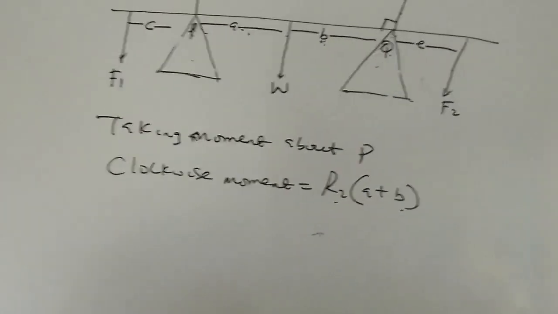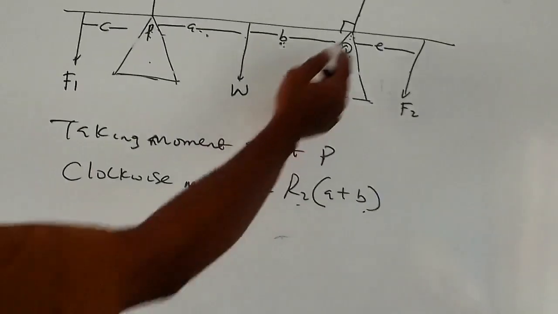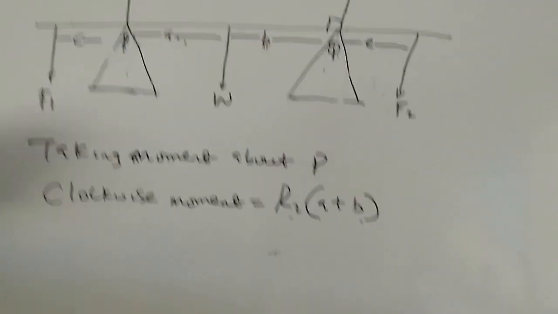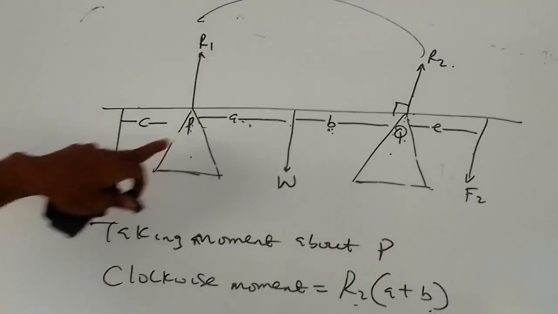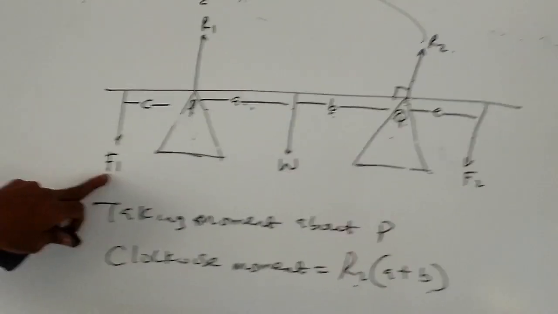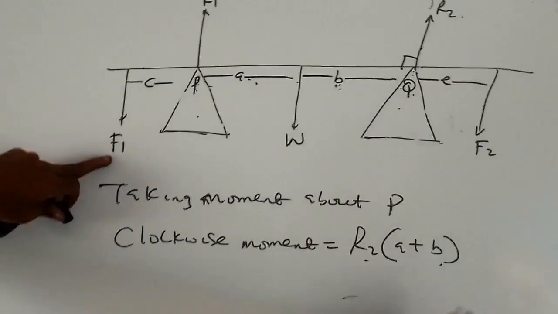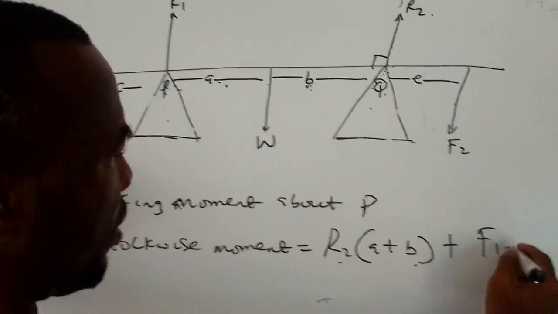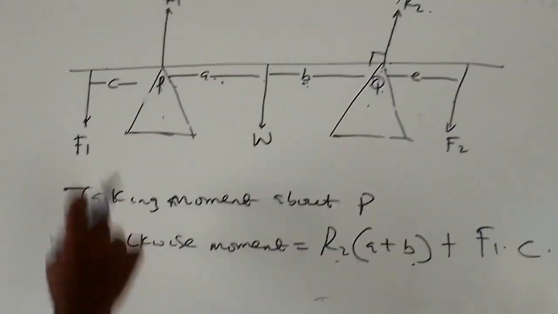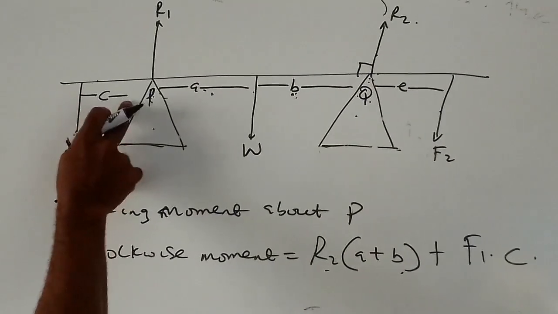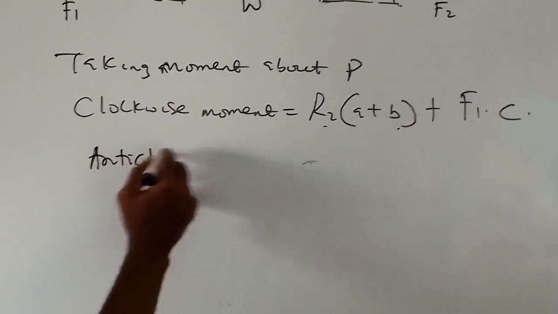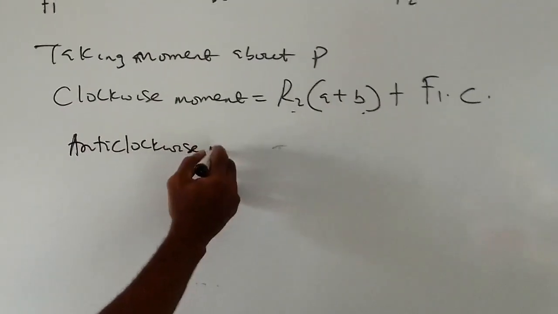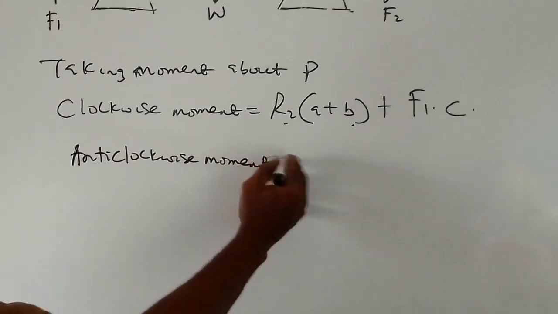Then which other force will be in clockwise movement with R2? I say it's the force that will exist before the pivot on the beam. And you can see that the force before the point where I take the moment, P, is F1. So now I say plus F1 times C. F1 times the distance to the pivot, which is C. So this will serve as our clockwise moment. Then our anti-clockwise moment: any other force on the beam becomes anti-clockwise.